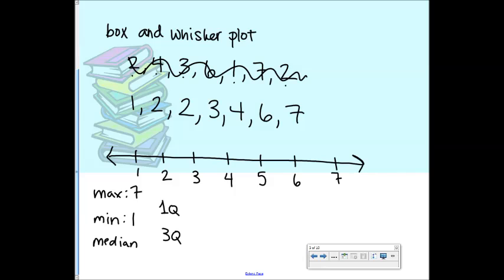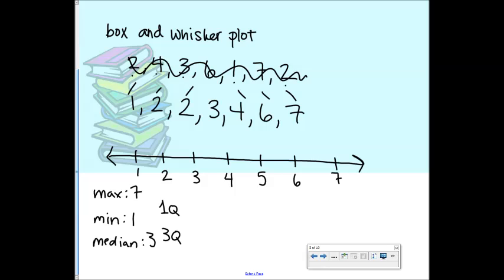I'm going to plot these onto the number line, and I'm going to plot them above. So I'm going to put a dot for 1, a dot for 3, and a dot for 7. And that's my maximum, my minimum, and my median.